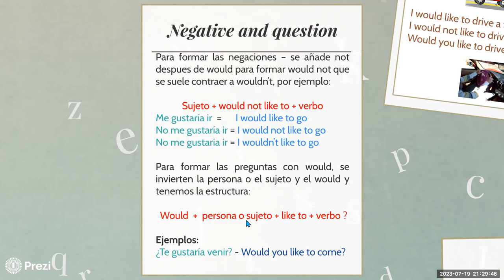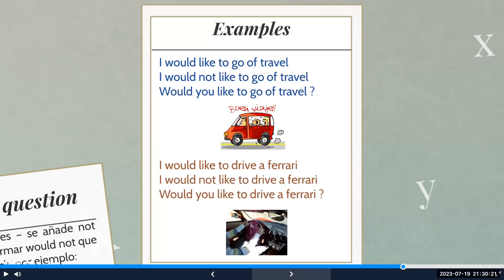For the third person, teacher, in negative? In negative? Yes. Podríamos decir, she wouldn't like to come. Okay, we have some examples. I would like to go on a travel. I would not like to go on a travel. Would you like to go on a travel? I would like to drive a Ferrari. I would not like to drive a Ferrari. And the question for us said, would you like to drive a Ferrari? Yes or no?